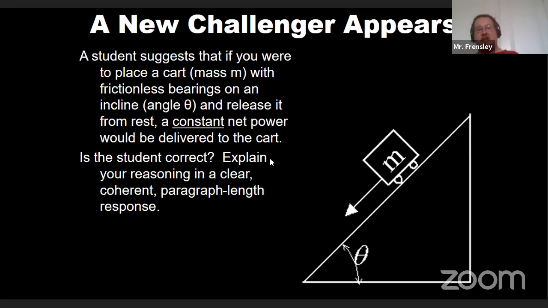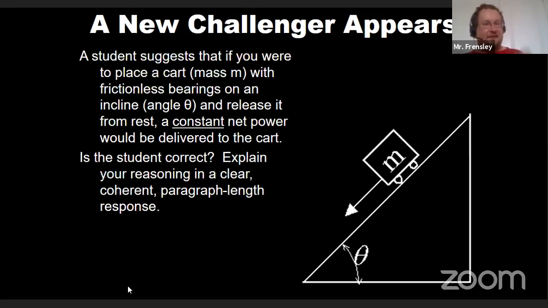A student suggests that if you were to place a cart, mass M, with frictionless bearings on an incline, angle theta, we see the picture of it right here, okay, and you release it from rest, a constant net power would be delivered to the cart. So here's your job. Your job is to tell me, is this student correct? Is that a valid statement that a cart on a straight incline is going to have a constant net power delivered to it? I want you to explain your reasoning.